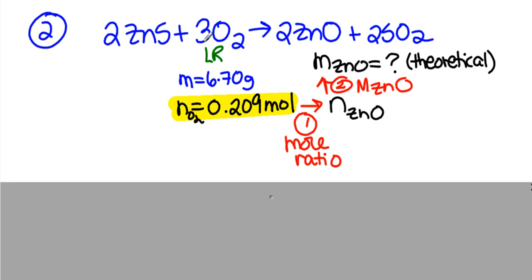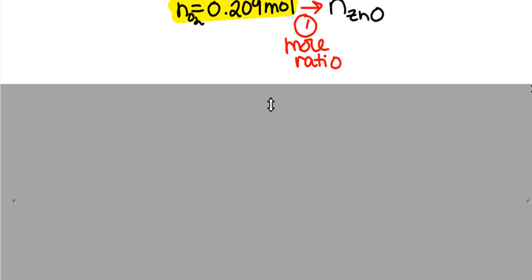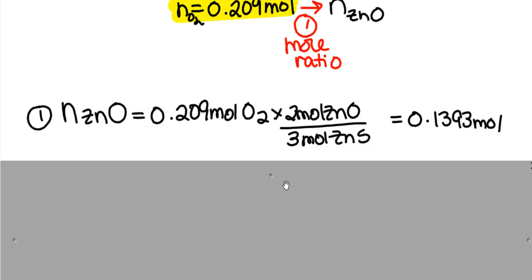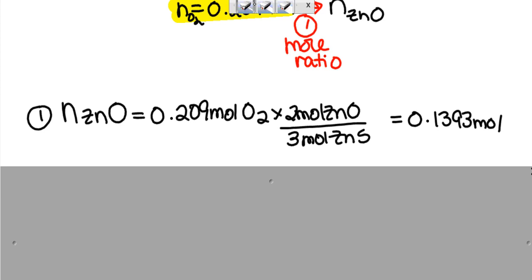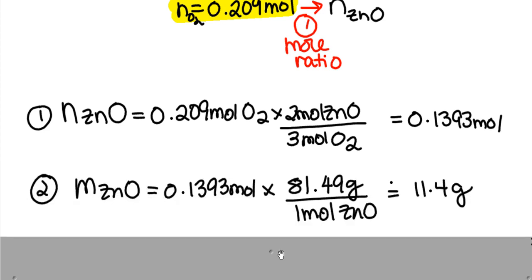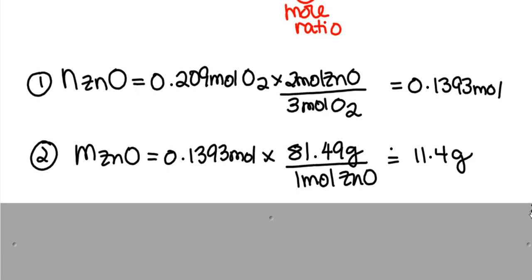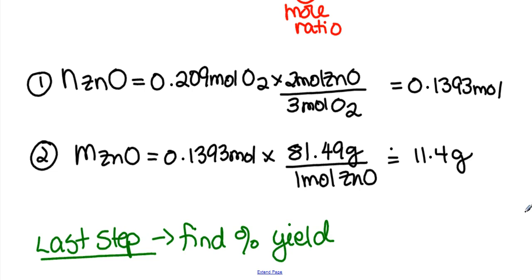So we look at the ratio, it's 3 moles of oxygen for every 2 moles of zinc oxide. So in our mole ratio step, we need to make sure that we don't forget those values there. So when we do that, and I just realized I've got a typo in here, so let's fix this. This is oxygen. So we take our moles of oxygen and multiply them by a ratio 2/3, and we should get about 0.1393 moles of zinc oxide. Once we've got that, then we can get our mass of zinc oxide, which is 11.4 grams. Once we've done this step, we can move on to percent yield. This number here is our theoretical yield.